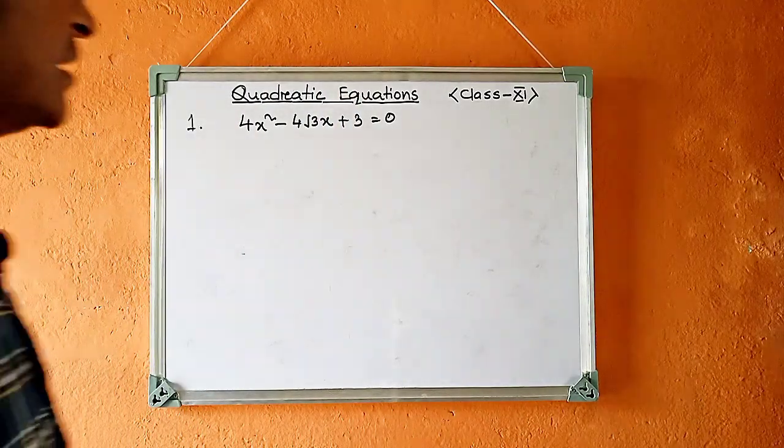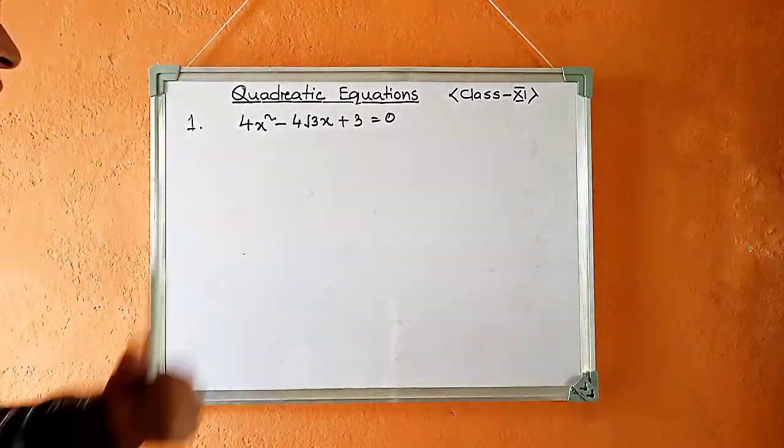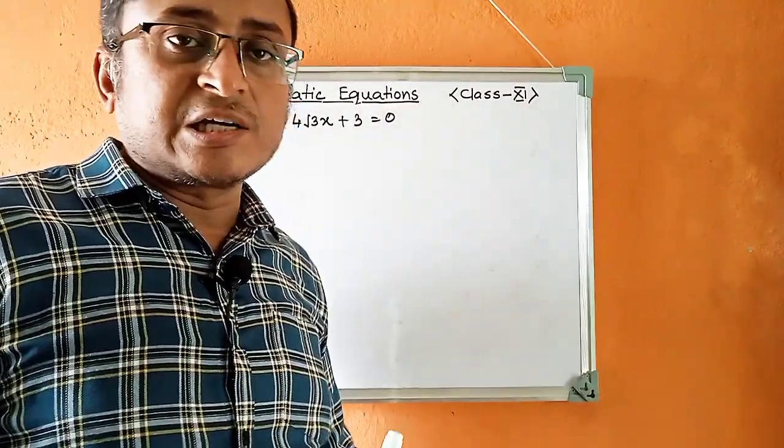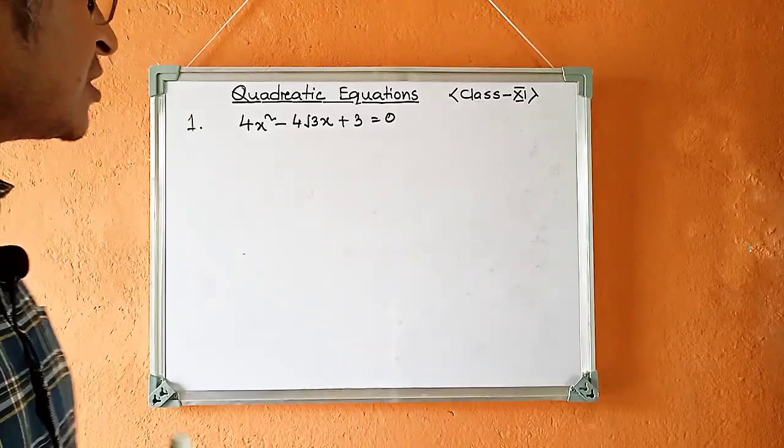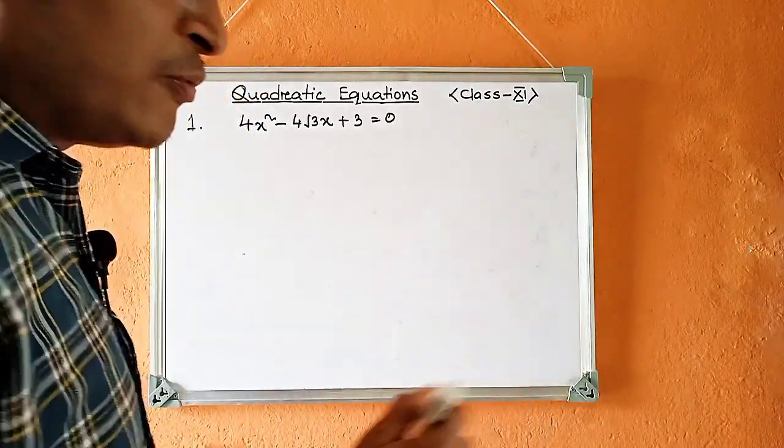I already discussed how to get the nature of the roots. First of all, we find the discriminant. How to find the discriminant?